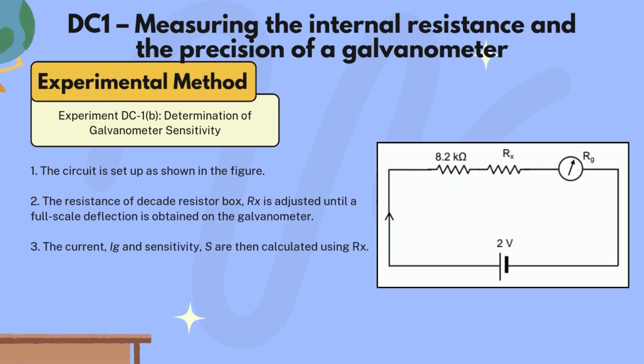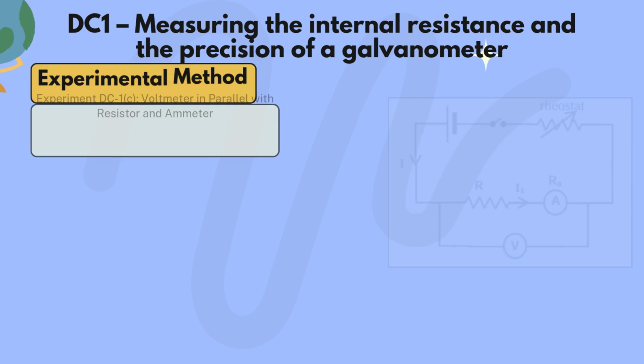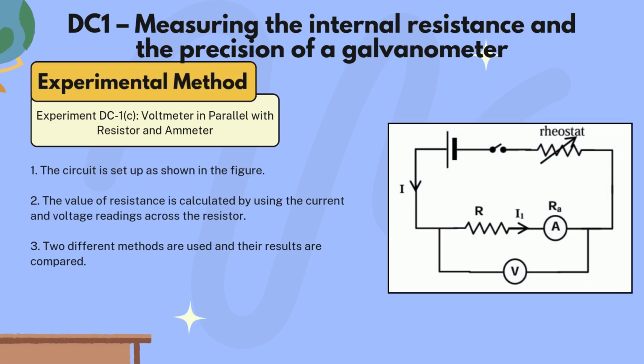In the second experiment, the circuit is set up as shown in the figure. The resistance of the decade resistor box is adjusted until a full-scale deflection is obtained on the galvanometer. The current, Ig, and sensitivity, S, are then calculated using this value of Rx. For the third part, the circuit is set up as shown in the figure. The value of resistance is calculated by using the current and voltage readings across the resistor. Two different methods are actually used to find the current and voltage readings, and their results are compared.